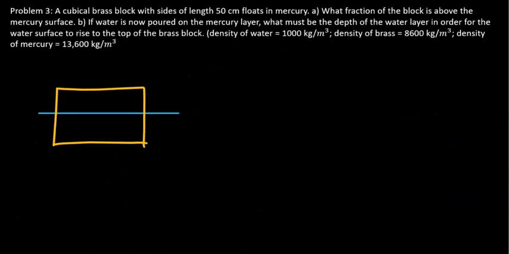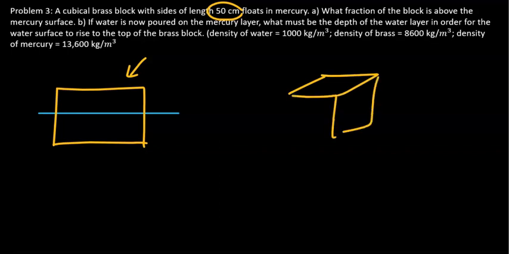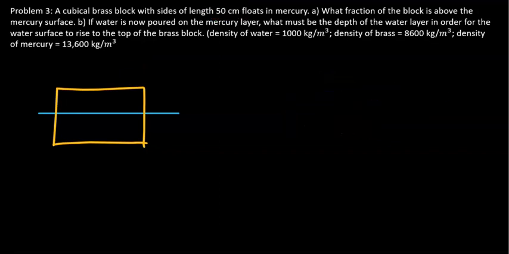Problem 3. A cubical brass block, that is this one right here, with sides of length 50 centimeters. So it is a cubical block like that, and each side has a length of 50 centimeters. It floats in mercury. So this is the mercury. So what fraction of the block is above the mercury surface? So this portion here is what we want to determine.